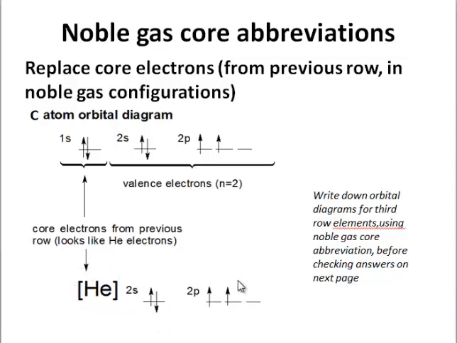Alright, now you have looked at orbital diagrams for the third row elements without the core abbreviation. Try writing orbital diagrams for the third row elements using the core abbreviation before checking your answers on the next slide of this presentation.